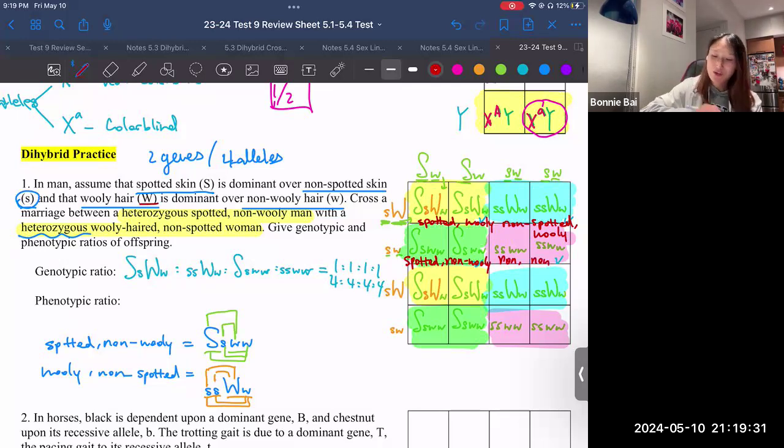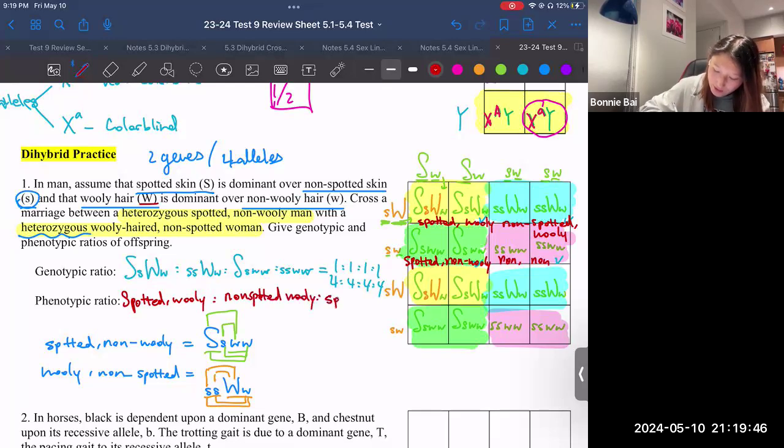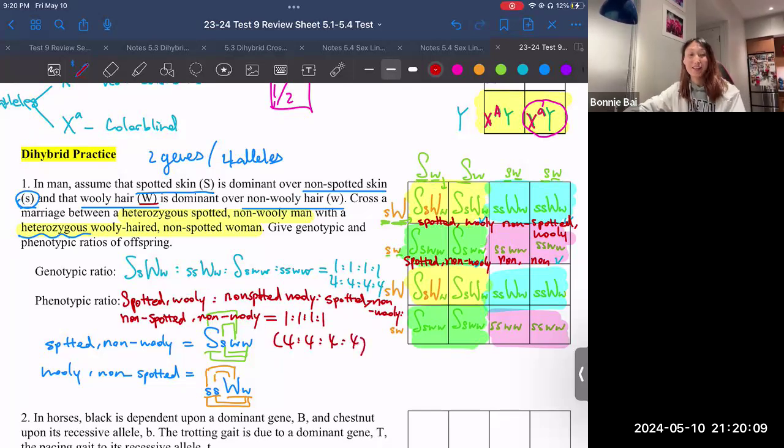We're gonna be really good about this one. We're gonna write out the whole thing, okay? You're gonna be okay. All right. Spotted, woolly, 2. Non-spotted. It's really just 4 different combinations. Woolly, 2. Spotted, non-woolly. The handwriting is really something else though. The non-spotted, non-woolly equals 2. Here we go. 1 to 1 to 1 to 1 ratio. Or you can write 4 to 4 to 4 to 4, and it's done. That's question number 1. We got a few more to go.